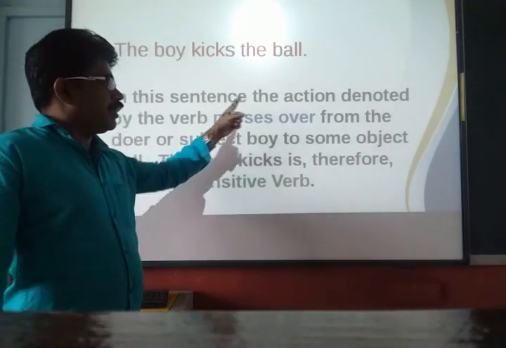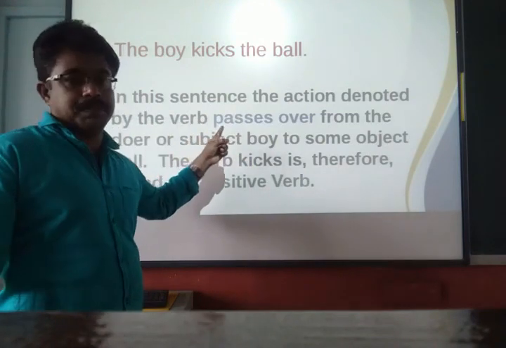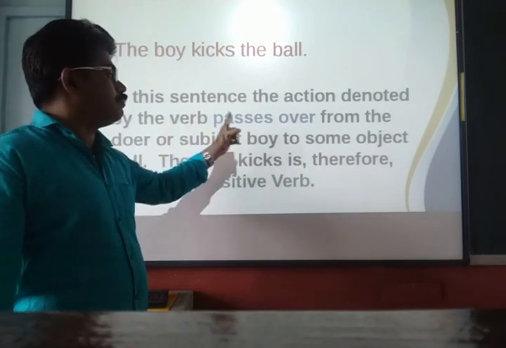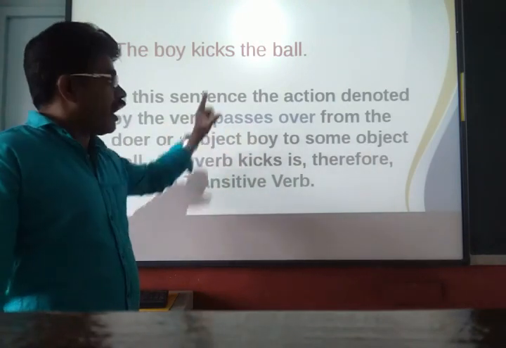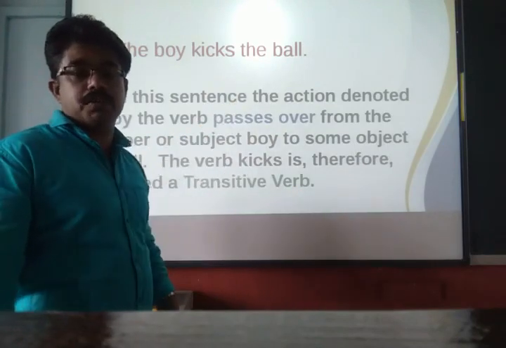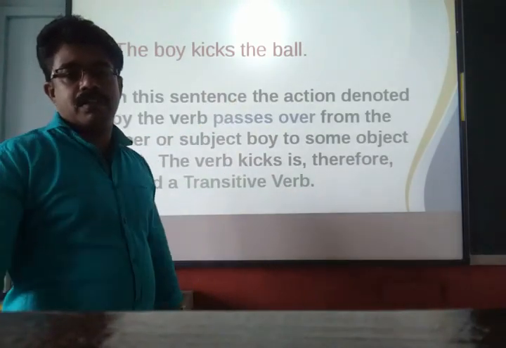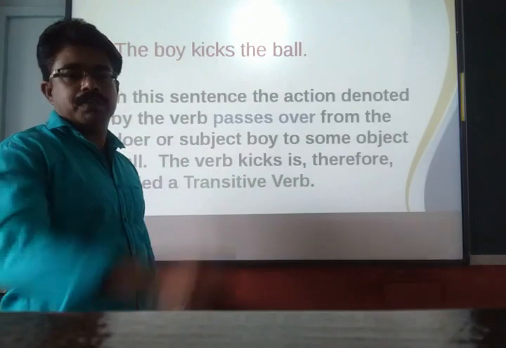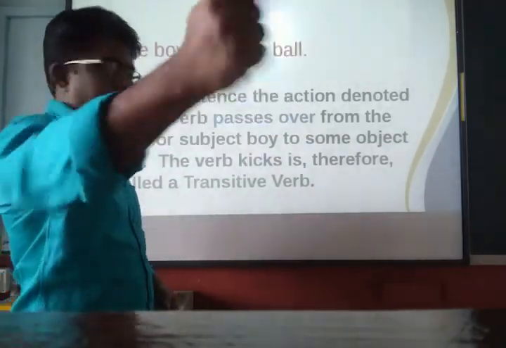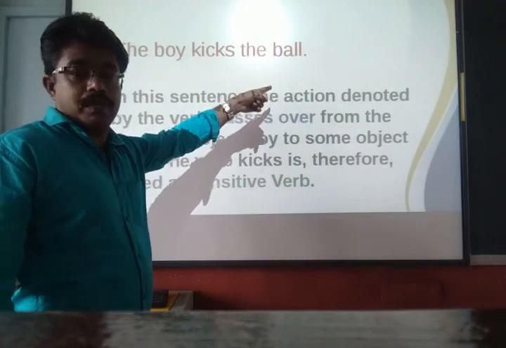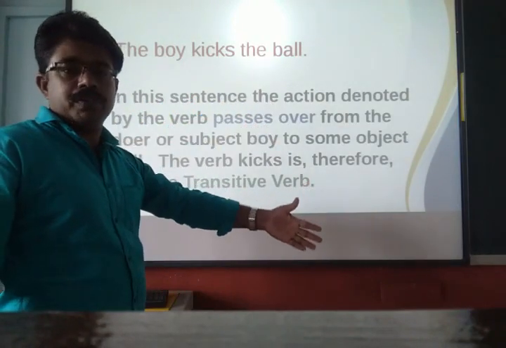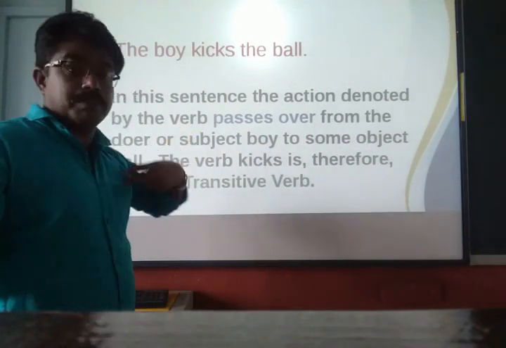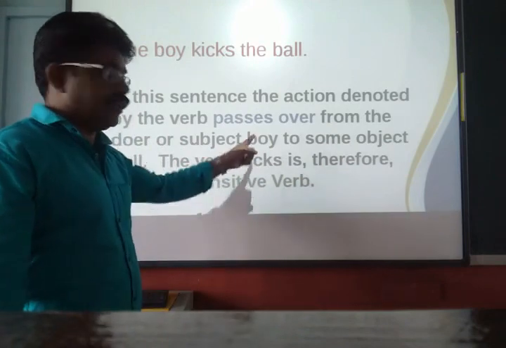In this sentence, the action denoted by the verb passes over from the doer. The action has to move. For example, if I slap somebody, or slap on the bench, my action goes from me to that one. In the same way, when I kick the ball, the ball will move away because my action has got a reaction on it. It passes from the doer to the object. So one thing is very clear from there.